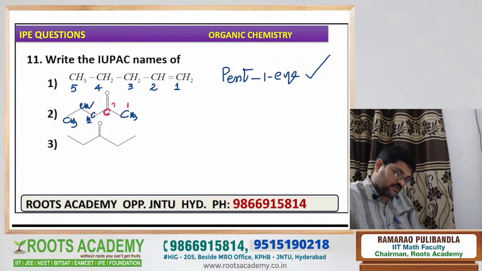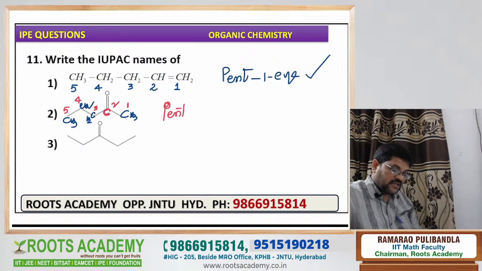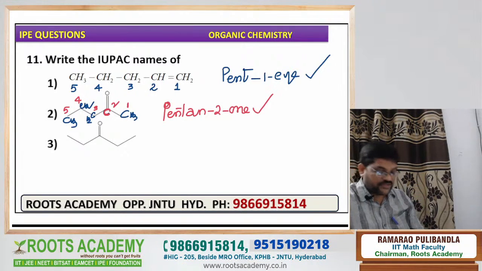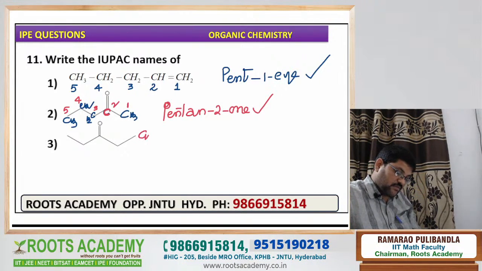So you get 1, 2, 3, 4, 5. Totally 5 carbons are there. So because of 5 carbons, the root word is what? Pentane. Between the carbons are single bonds. Pentane-2-one for the molecule, right?